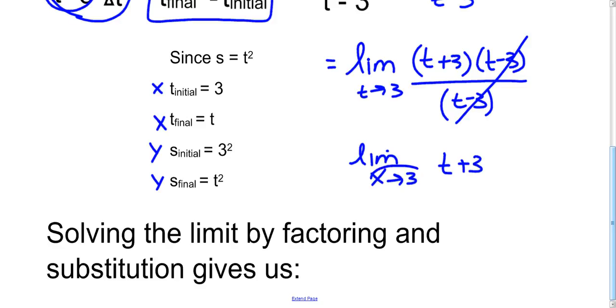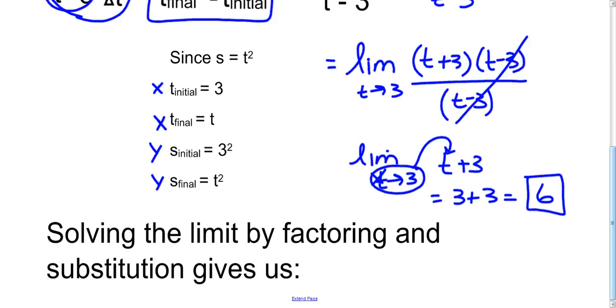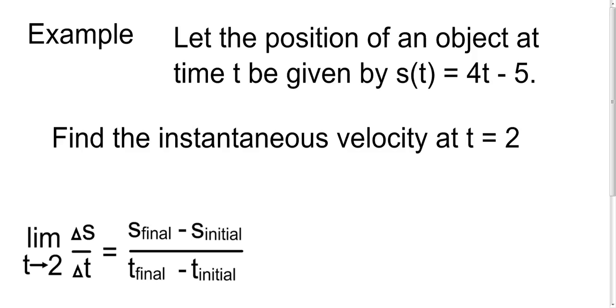And then think about putting that in. It should be t approaches 3. Put the 3 in right there, and you get 3 plus 3, which is 6. So we say that the instantaneous velocity as this object approaches 3 seconds, or is at about 3 seconds, is 6. It gives us the best estimation that we possibly can have. All right, we're going to do another one now with a different function.